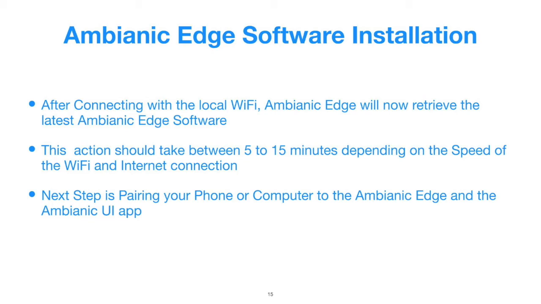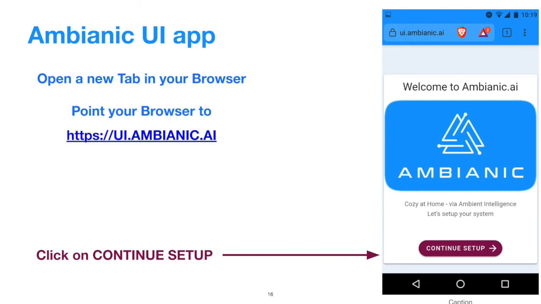Next step is pairing your phone or computer to the Ambianic Edge and the Ambianic UI/UX PWA application. Now it is time to install the Ambianic Edge browser client. The Ambianic Edge browser client is how you communicate with the Ambianic Edge. Open a new tab in your browser.